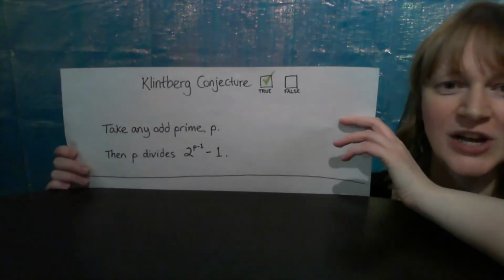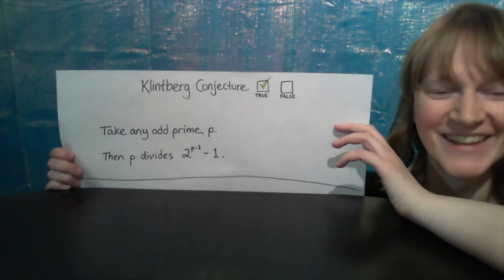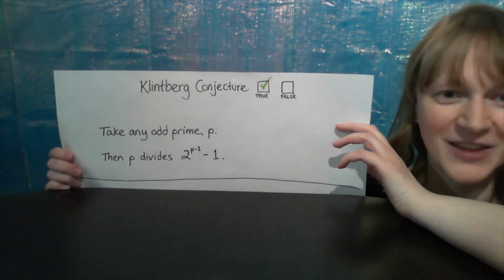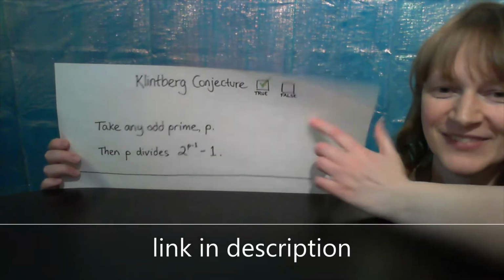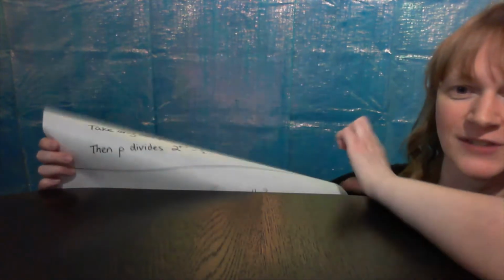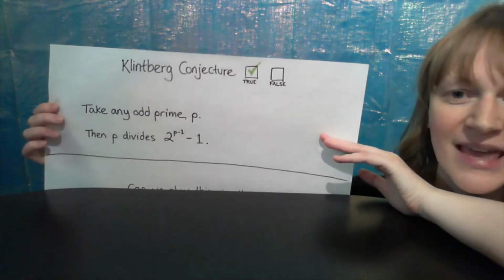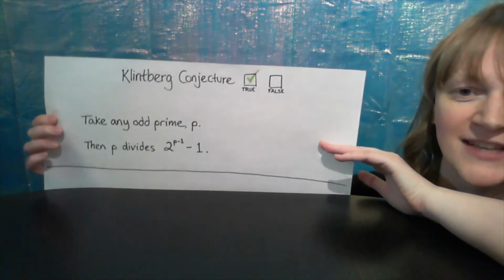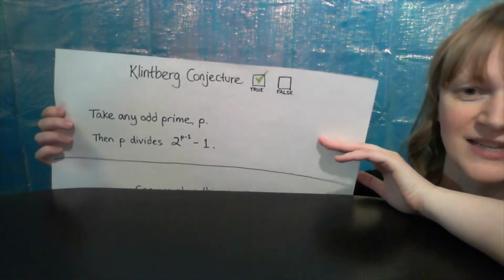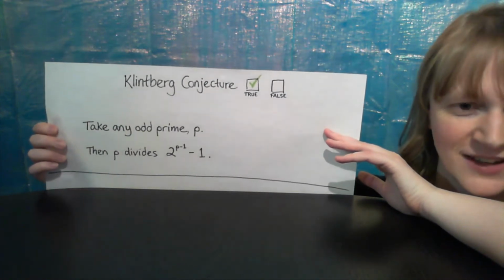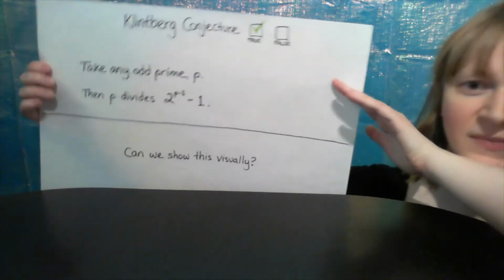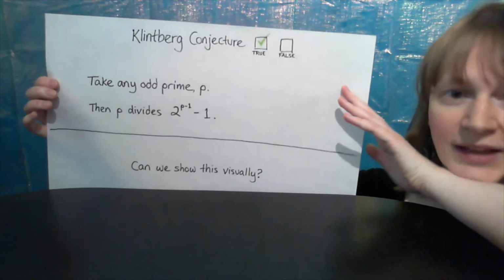The Klintberg conjecture turned out to be true. There's a proof video about that, and you can go watch that if you want. This was the conjecture, which is true. Take any odd prime p, and then p divides the Mersenne number, where the exponent is 1 less than that prime number. Can we show this visually?